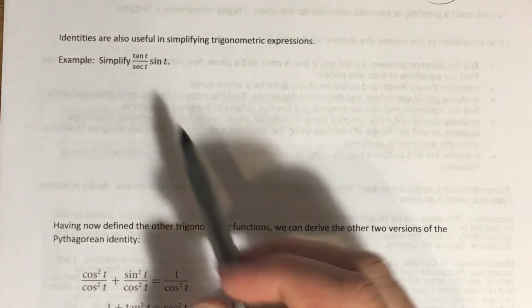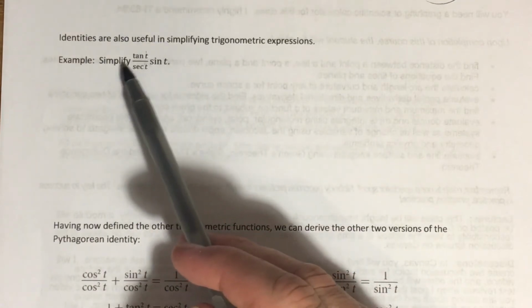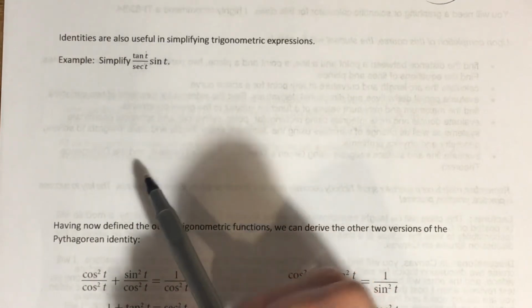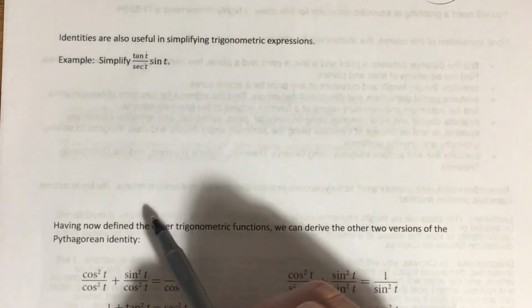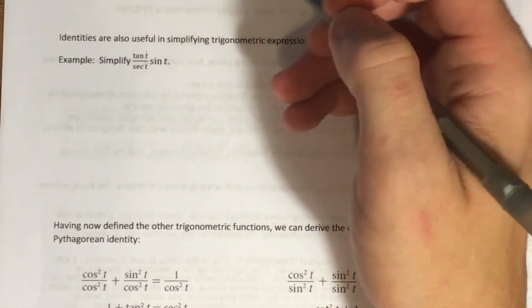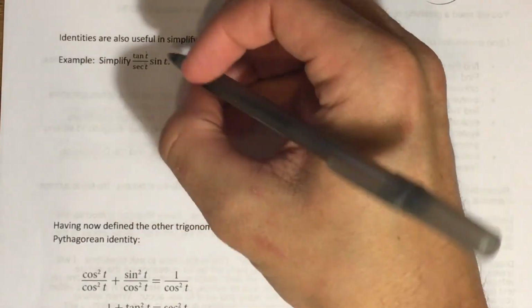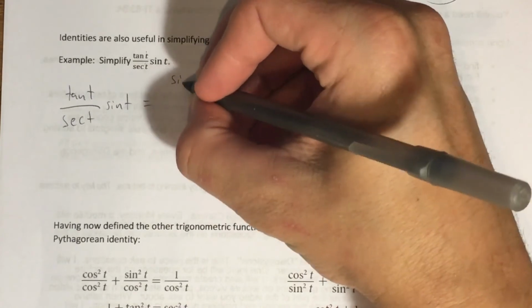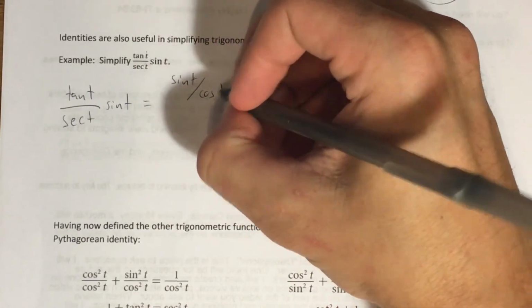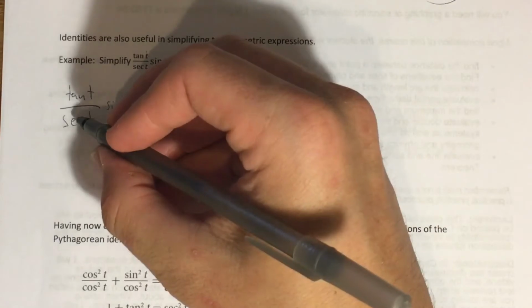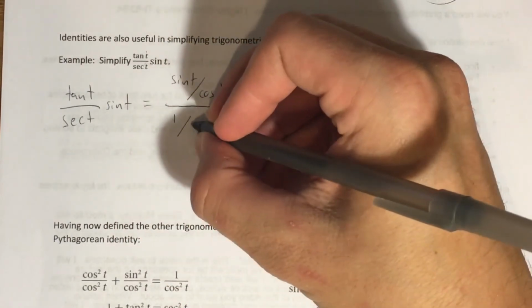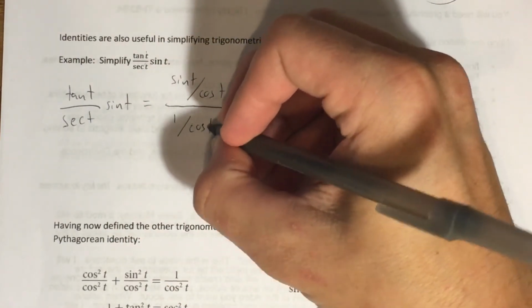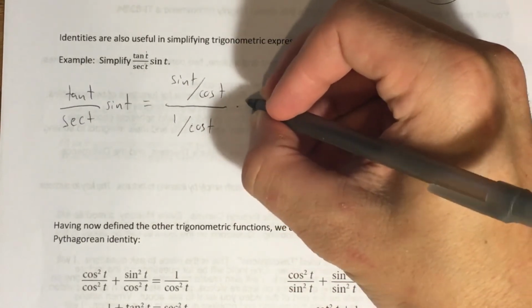Well, generally what you want to do in these types of simplifying problems is convert everything into sines and cosines. Remember, all of the trig functions can be related back to sine and cosine somehow. So I know that tangent of t, let's rewrite this, tangent of t over secant of t times sine of t. Tangent of t is the same thing as sine of t over cosine of t. That's one of the identities that we've established. Secant of t is the same thing as 1 over cosine of t. And then this whole thing is being multiplied by sine of t.